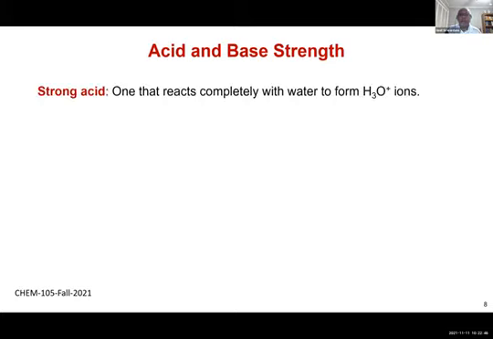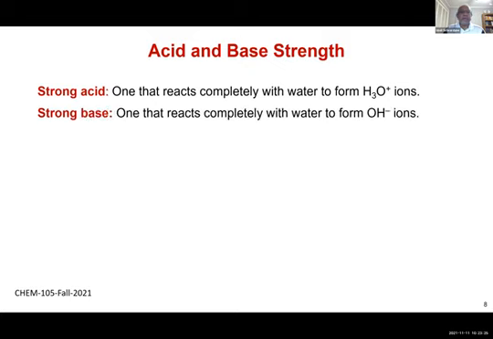Now, we're going to talk about acid-base strength. One that reacts completely with water is called a strong acid. There are certain acids which completely break down, like HCl, nitric acid. We're going to talk about a list of strong acids. They break down completely in water, therefore producing the highest amount of hydronium ion in the water solution, depending on the concentration.